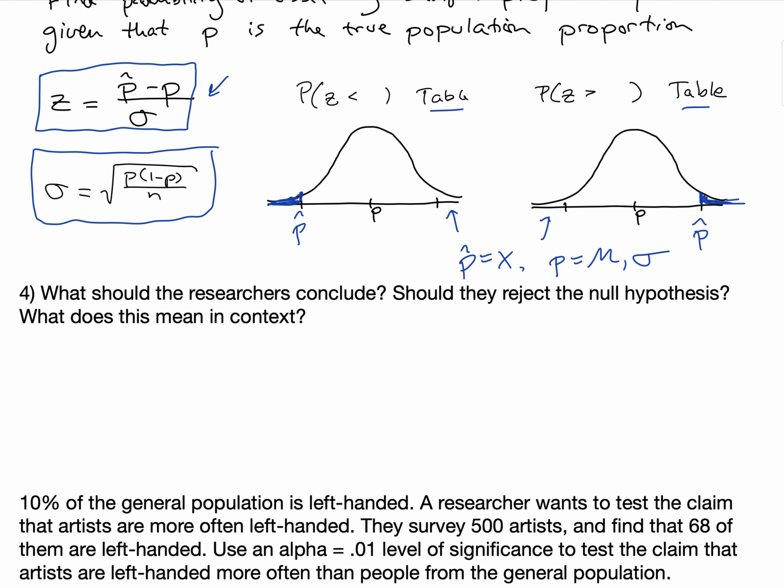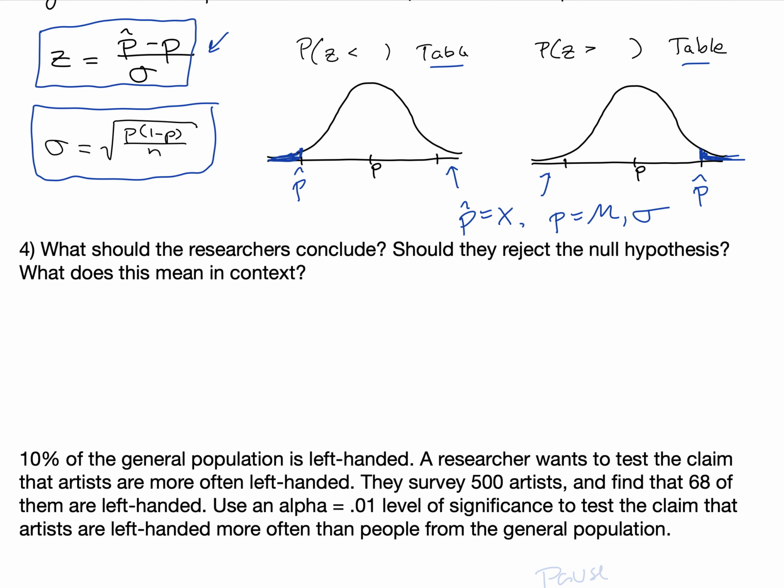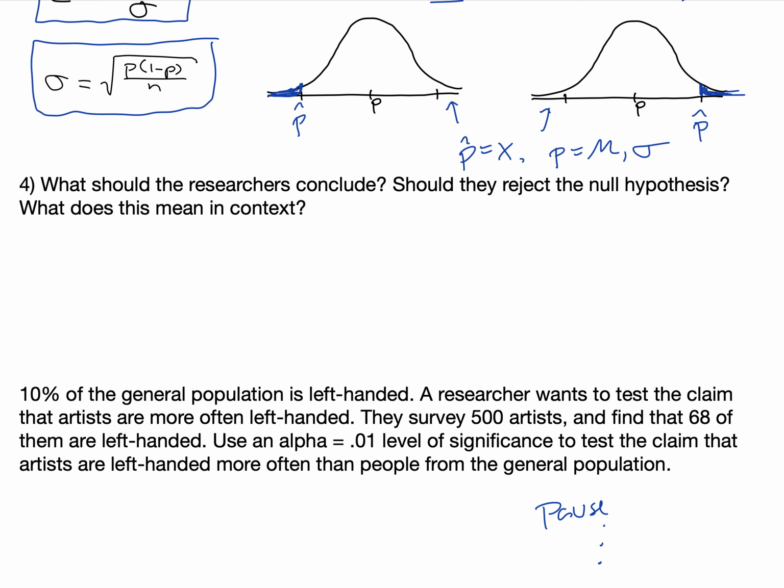So here's an example to start with. 10% of the general population is left-handed. A researcher wants to test the claim that artists are more often left-handed. They survey 500 artists and find that 68 of them are left-handed. Use an alpha equals 0.01 level of significance to test the claim that artists are more often left-handed than people from the general population. So pause, try that out, try to answer those 4 questions above, and we'll talk about it together.